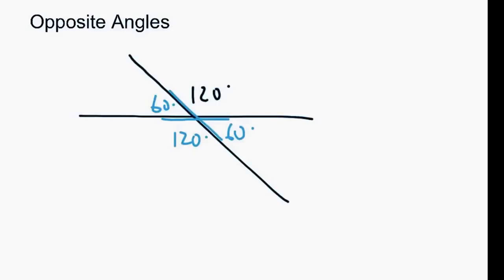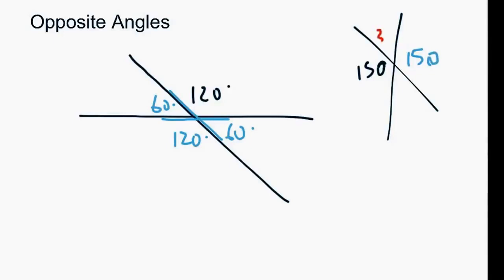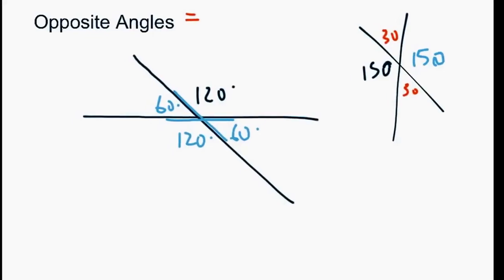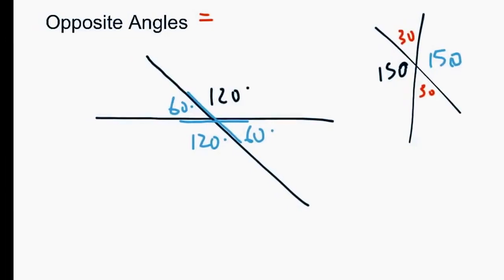So if I gave you a different question where we had two lines crossing, and I told you this angle here was 150 degrees, you'd only need to know one of them and you could figure out any of the other ones. So we know that the opposite one has to be 150 because opposite angles are the same, and then the other two, using supplementary ideas, have to add up to 180, and they also have to be the same. So opposite angles are equal. That's the key thing to remember. Supplementary angles add up to 180, opposites are always equal.